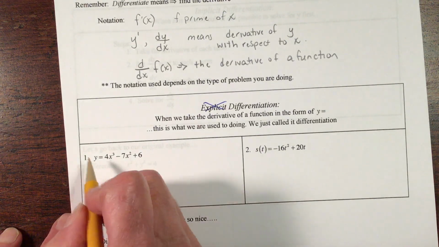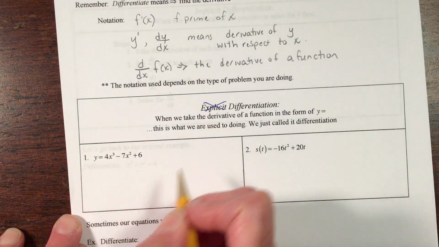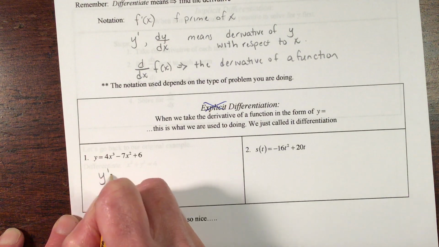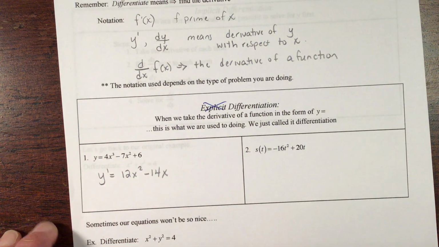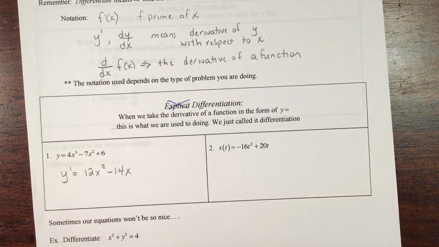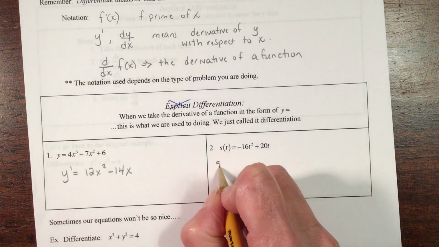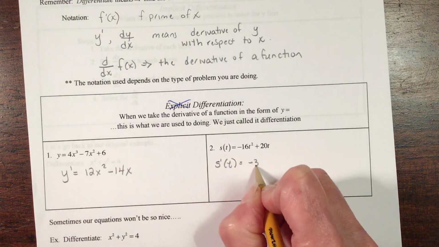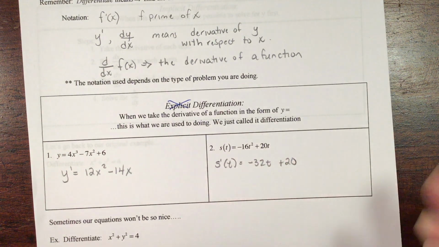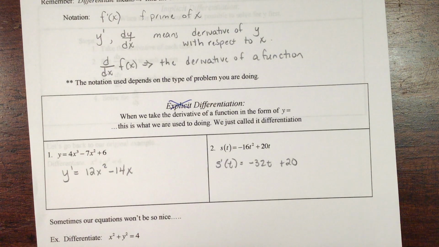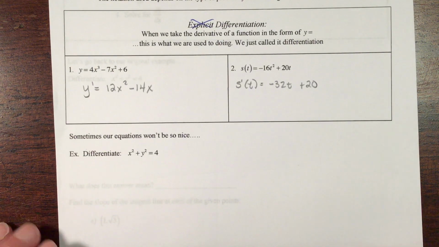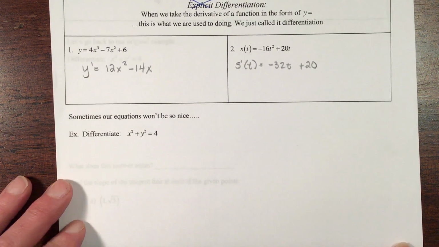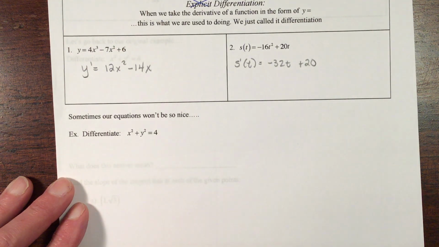For example, if I have y equals 4x cubed minus 7x squared plus 6, you all would know the derivative would just be 12x squared minus 14x. If you have s of t equals negative 16t squared plus 20t, you'd probably go s prime of t equals negative 32t plus 20. And you're very comfortable with doing that. Sometimes our equations won't be so nice. So if I ask you to differentiate something like x squared plus y squared equals 4, this might be a little bit hard for you.